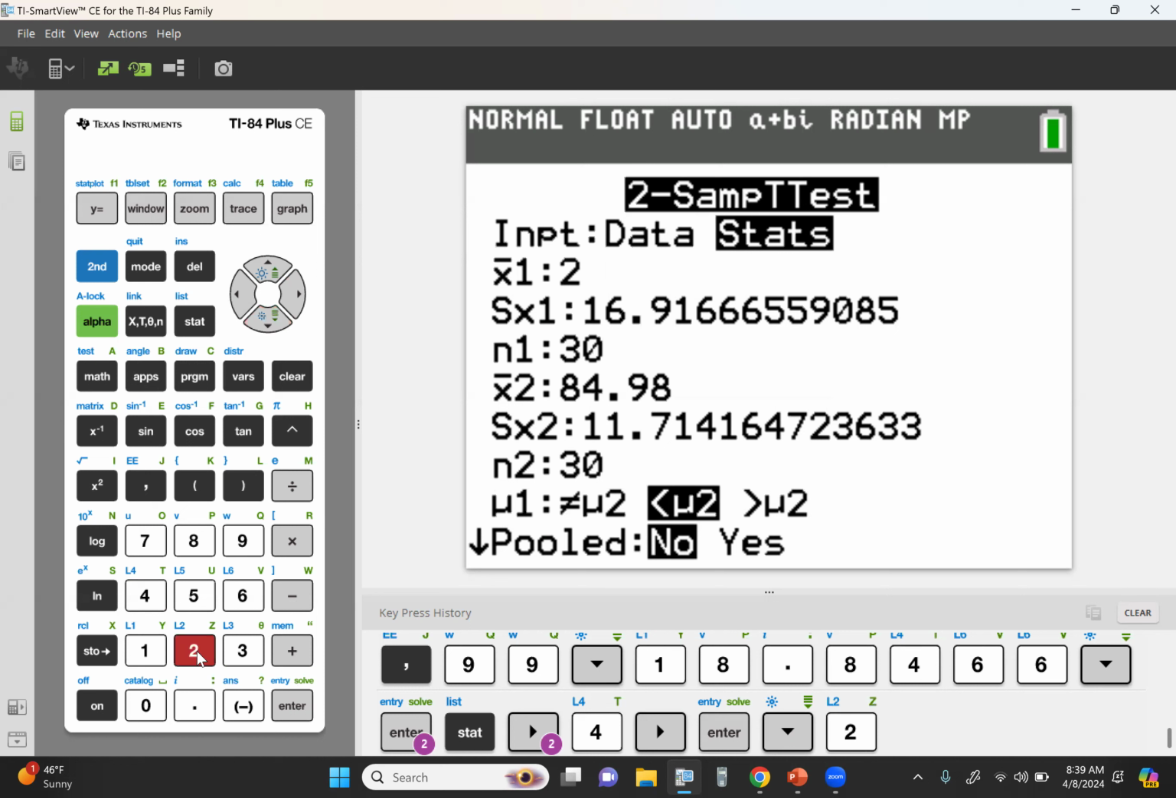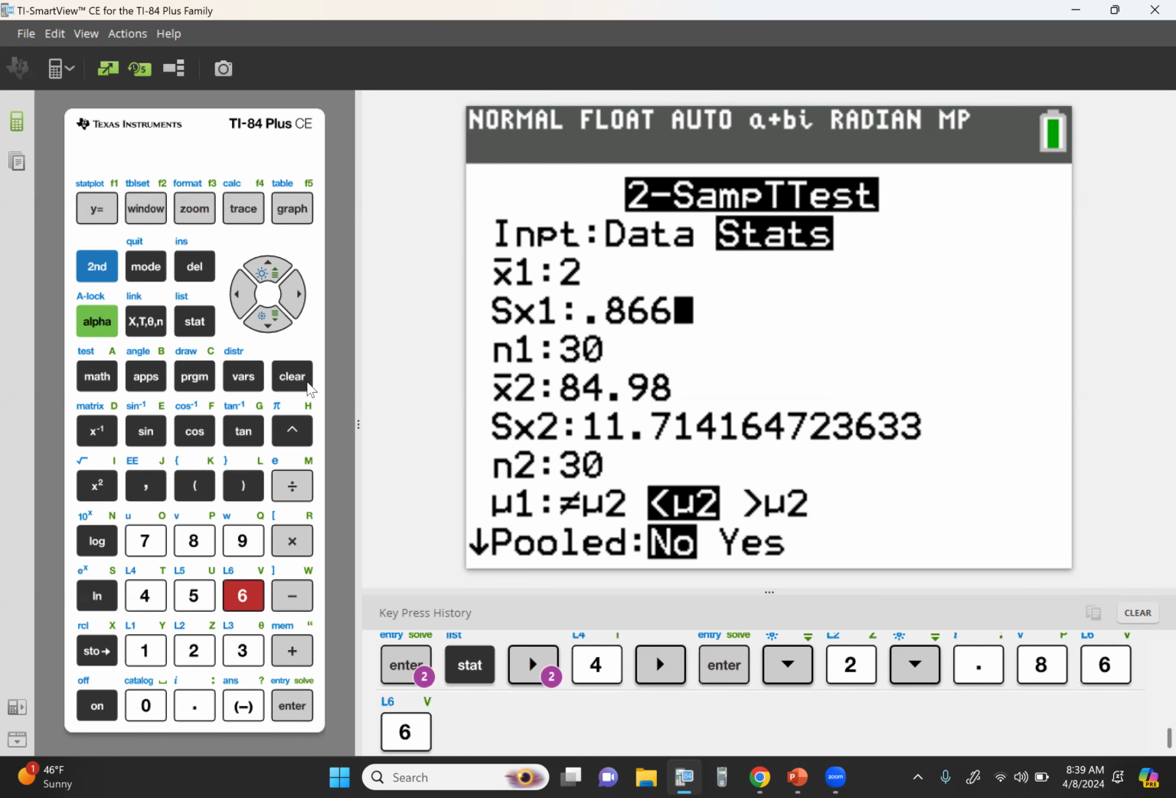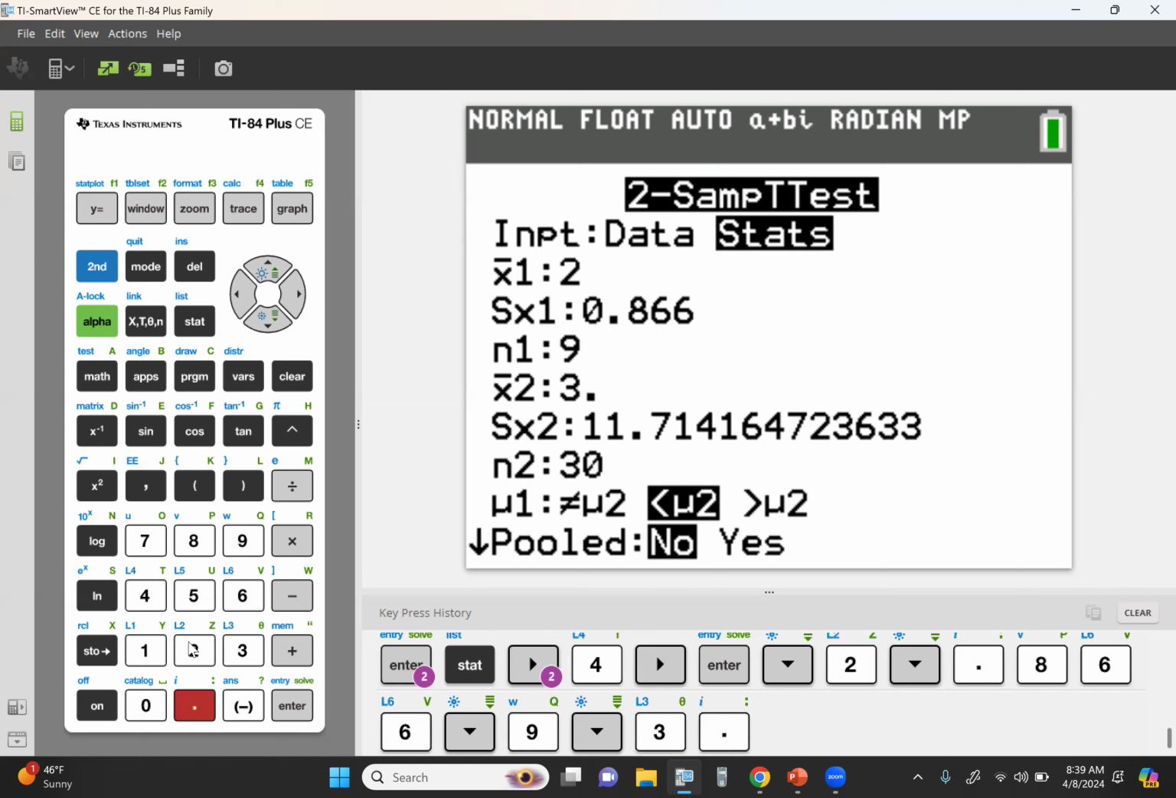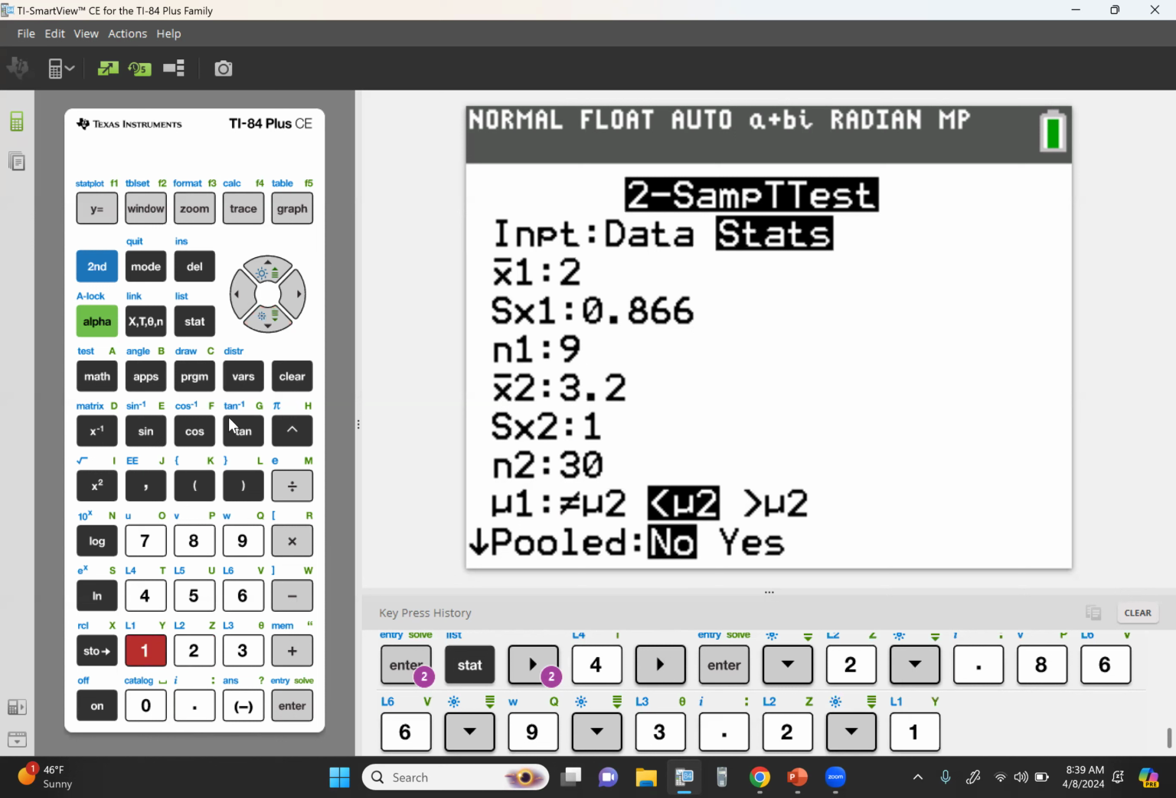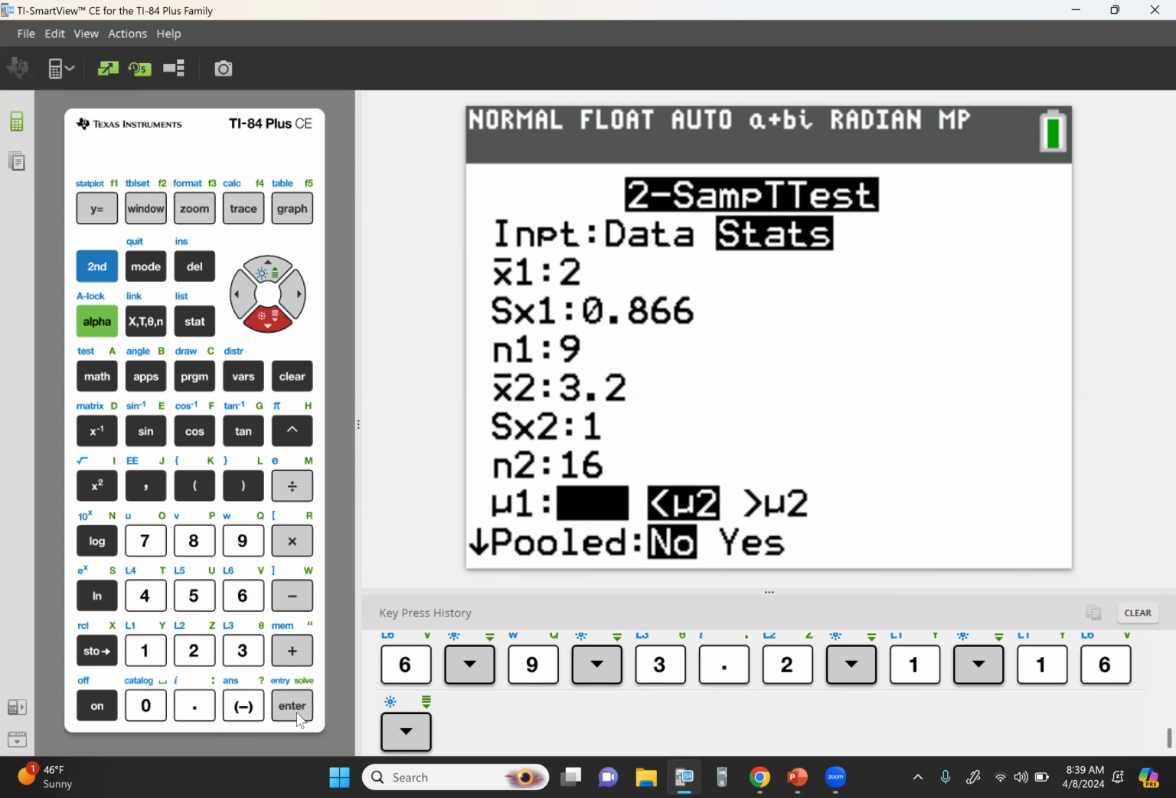2, if it's girls. It doesn't matter which one you do, not if you're doing not equal to. What was the standard deviation of the girls? Was it 0.866? And the sample size was what, 9? How about the boys? Was their mean 3.2? Their standard deviation was 1, is that correct? Sample size was 16. The alternative hypothesis was we were looking at whether or not they were different.